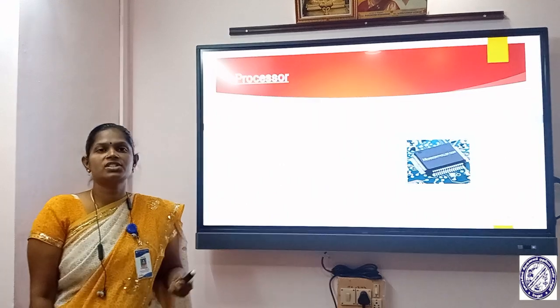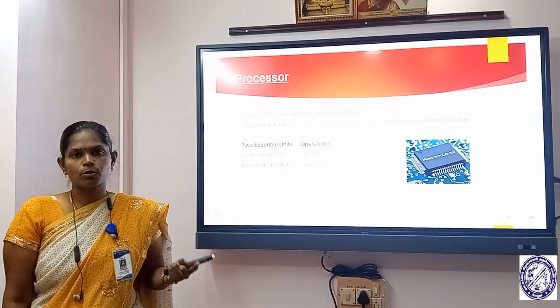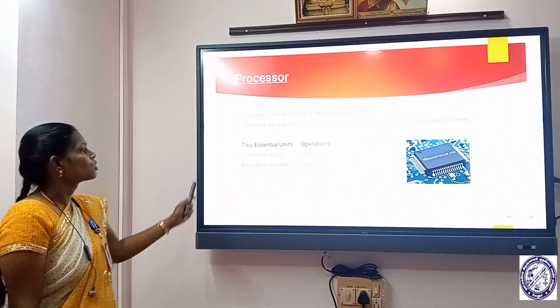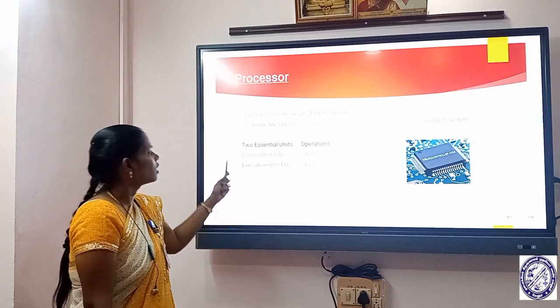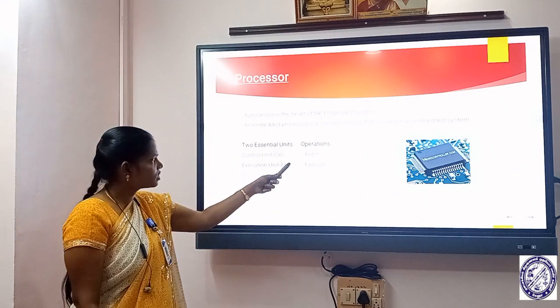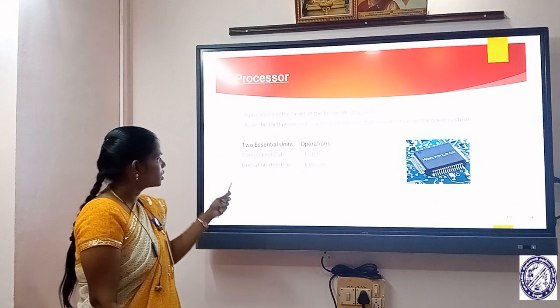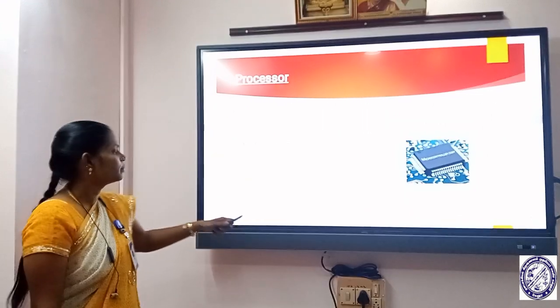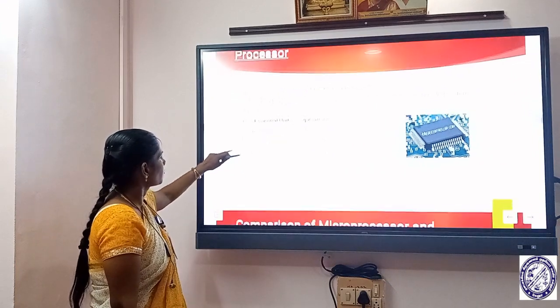As it said in the definition, there are two types of processor. One is the microprocessor and the other is the microcontroller. What are the essential units? The control unit and the execution unit are the two units in the processor. The control unit will fetch the instructions and the execution unit will execute the instructions fetched from the control unit.